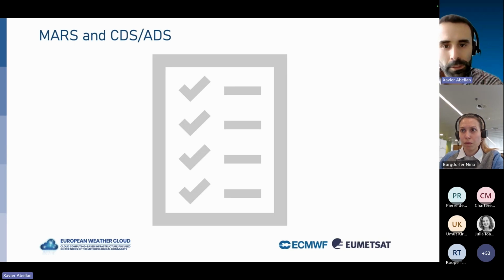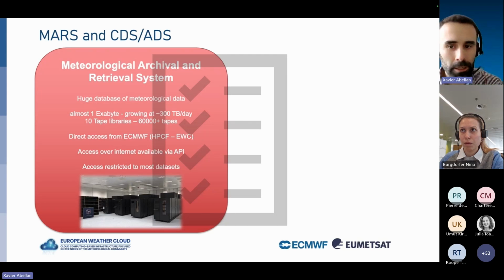So in terms of data sources, we are going to be using Mars, which is nothing to do with a planet. I know we're talking about Jupyter and Mars, but we're down on Earth, even if we're on the cloud, right? So Meteorological Archival and Retrieval System, that's Mars. It's a huge database of meteorological data. We host it in our data center in Bologna, and we are very close to 1 exabyte of data stored in those tape libraries. We are growing at about 300 terabytes every day.